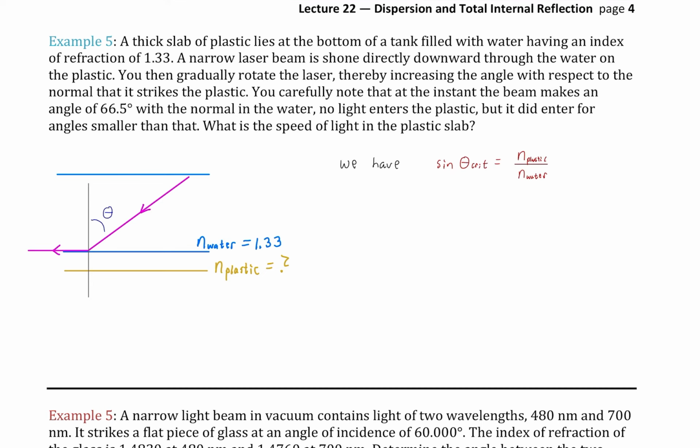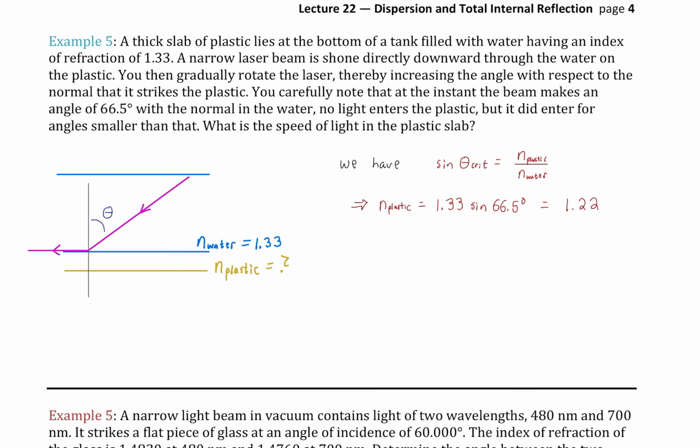And by the way, is the index of refraction going to be higher or lower than water? You should be immediately able to say which it's going to be. It's got to be lower, because otherwise there's no way we could get total internal reflection. If this plastic was like 1.4 or something, then it wouldn't work. So we know it's got to be less than 1.33. Let's go ahead and solve for it, and we get 1.22. That makes sense.